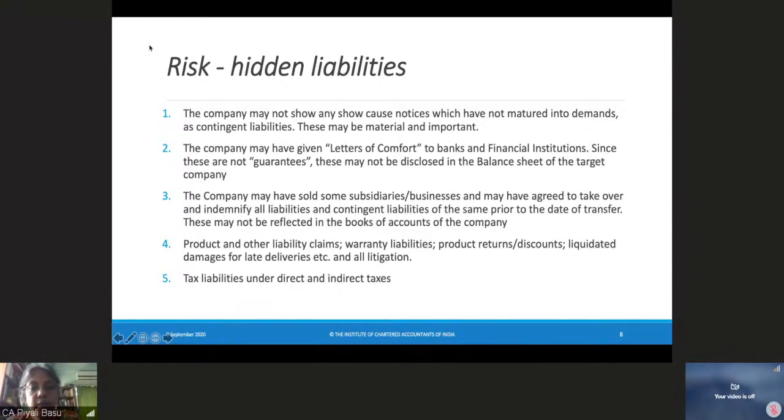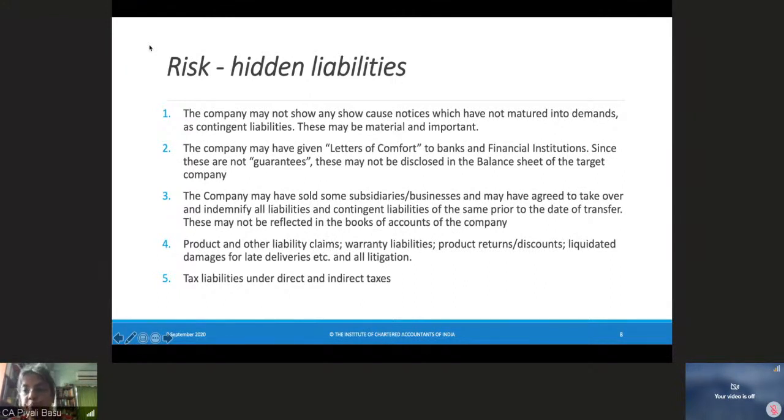The company may have sold subsidiaries or business and may have agreed to take over and indemnify all liabilities and contingent liabilities. Just imagine, if we miss out on this, it will be a major problem for the acquirer. Product and other liability claims, warranty. That's what I was telling you, warranty claim.